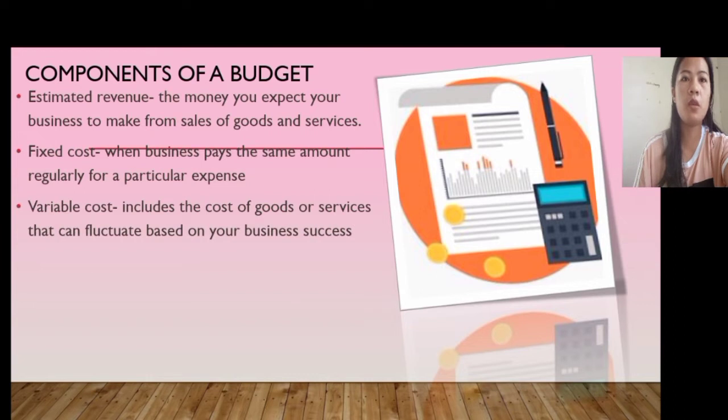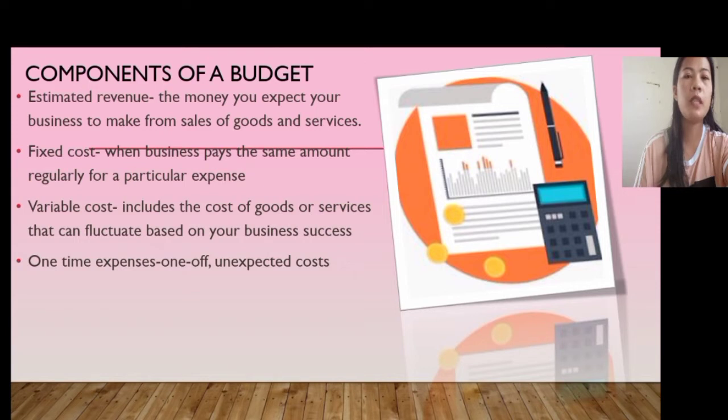Next, a budget should be composed of variable costs. It includes the cost of goods or services that can fluctuate based on your business success. Next is one-time expense, once-off and unexpected costs. So a budget is composed of one-time expenses. It sometimes just happens unexpectedly. For example, if there is equipment that is damaged, so you need to purchase one. So that is what is called unexpected cost.